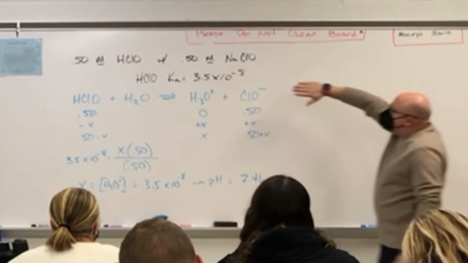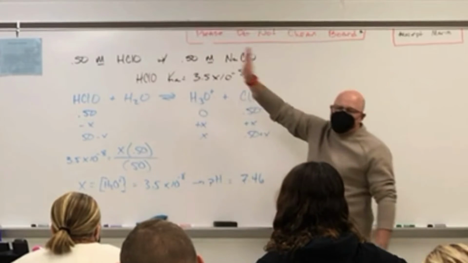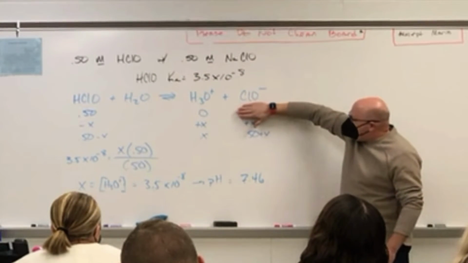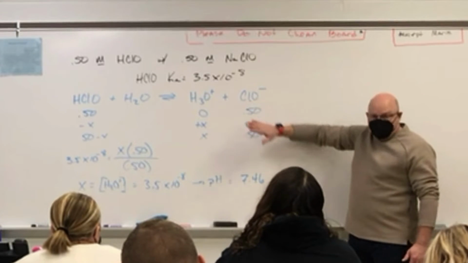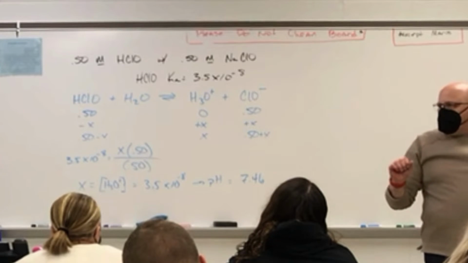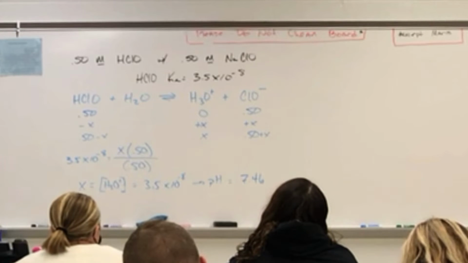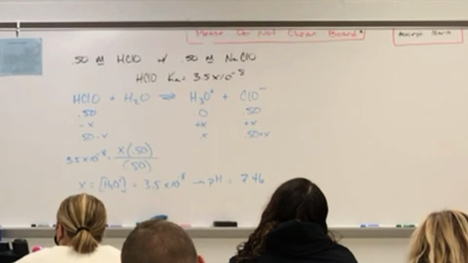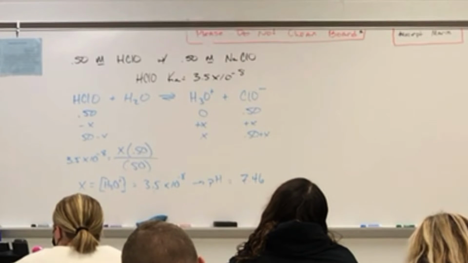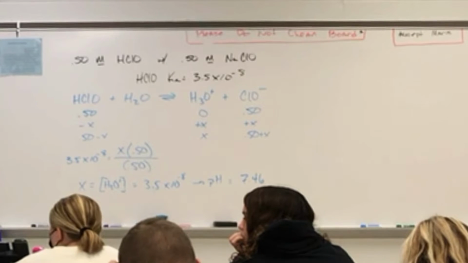If I did not have this, if I just had 0.5 molar hypochlorous acid in water, remember, we wouldn't have this. This would be 0 here, right? This would be acidic. So if you have a weak acid, and that's the only thing you have in the solution, just the acid, then it's going to be acidic. It's when you get its conjugate base mixed in there with it that it could be a basic solution, depending on what the strength of that conjugate base is.